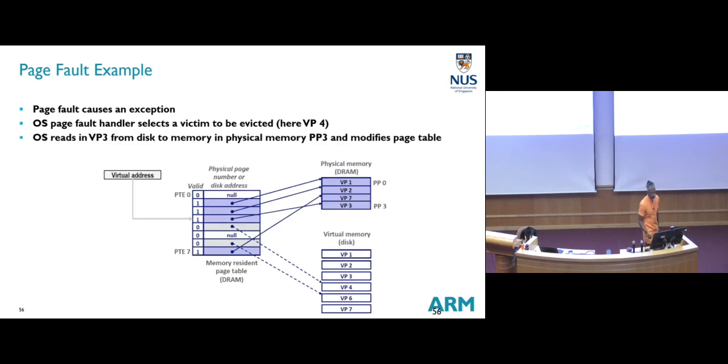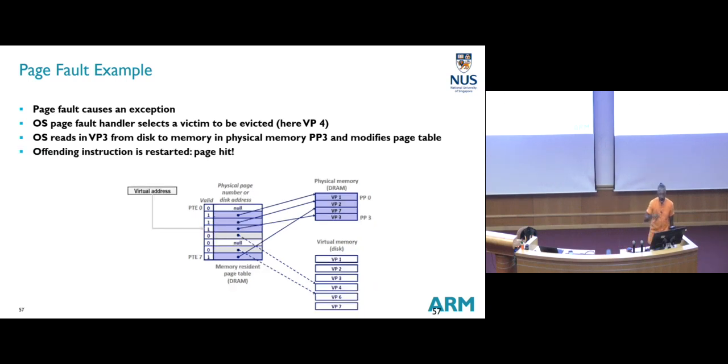Once I put in the new page, I will update my page table entry to say that it is valid, and this will be updated here, mapped to physical page 3. Once this mapping is done and the page table is updated, I will restart my instruction, and when I restart it, I will get what is known as a hit, because the data that I want is already in the DRAM. So that is what happens with the page hit and page fault.